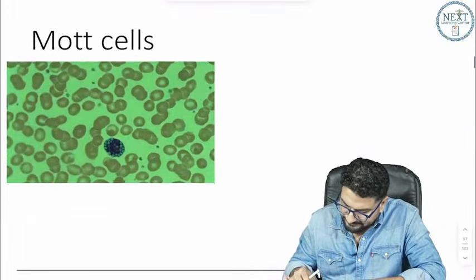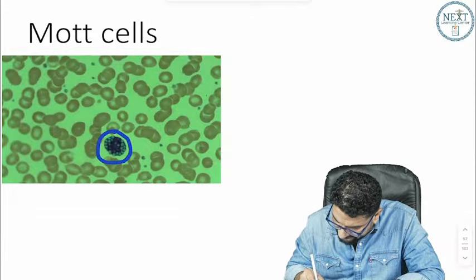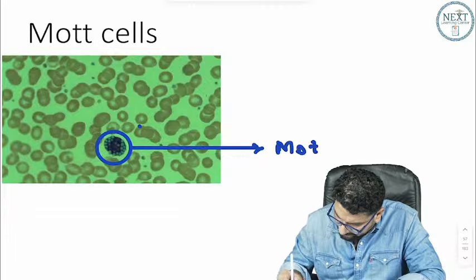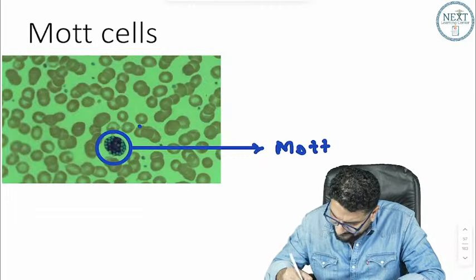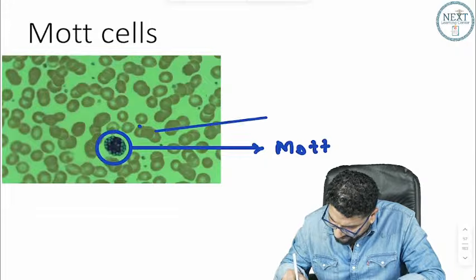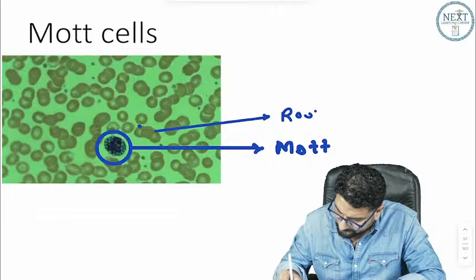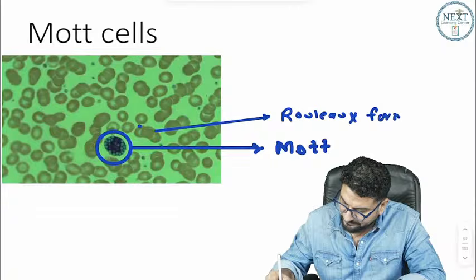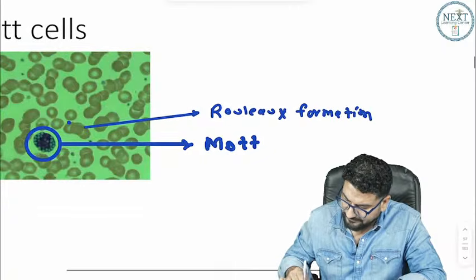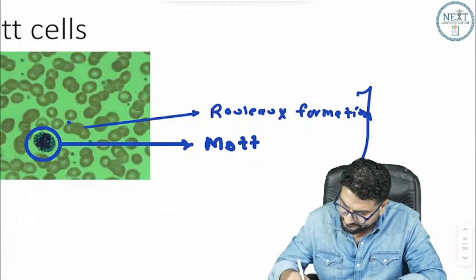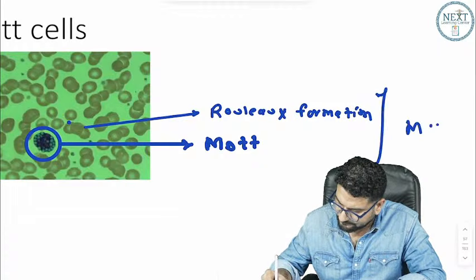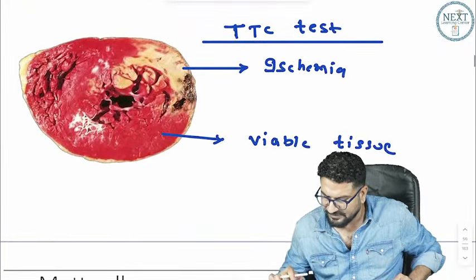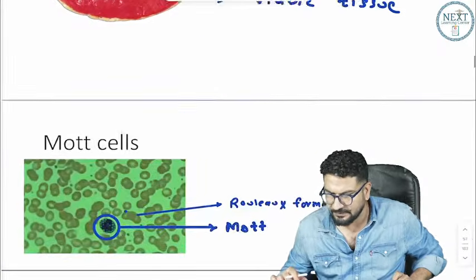Okay, now see Mott cells. This is the Mott cell. You can see mottling is there. And along with this, you can notice here RBCs are clumping above one another. What do we call this? It's called rouleaux formation. This question also came in exam. Both these things are seen in a patient of multiple myeloma. Done? Yes. Pale will be ischemia and brick red will be viable tissue. Okay, now try to understand this.